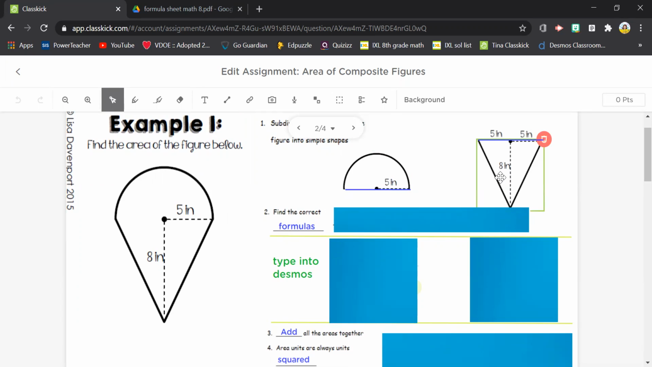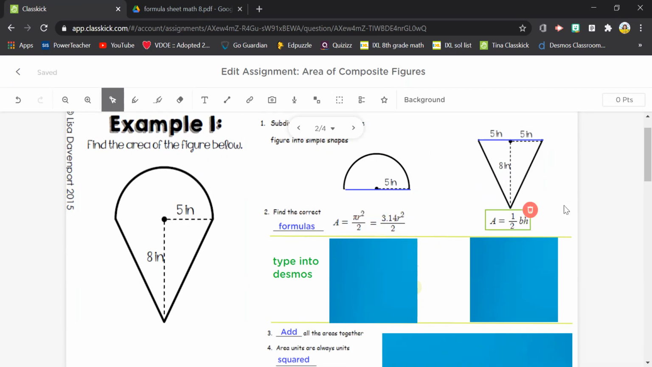Now, with this triangle, half of it over here was labeled as 5. So I went ahead and put a 5 on the other half so that I can see the whole length of the base of this triangle. The reason I needed that is because when I go to find the formulas, I see that the formula for my triangle was 1/2 base times height. So I needed the whole base. 5 was only half of it, so I needed both of these to represent the base.